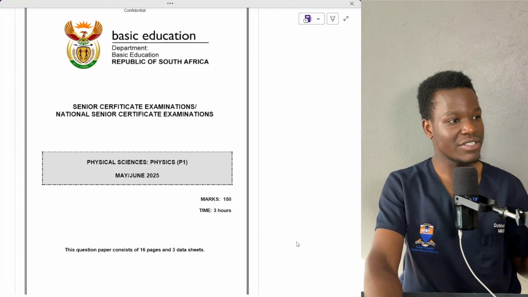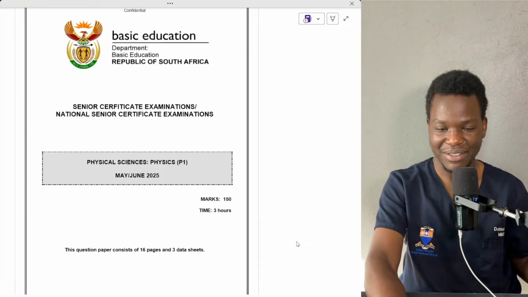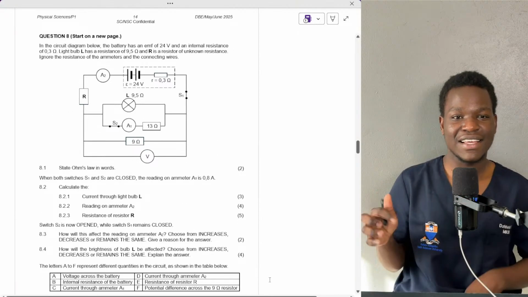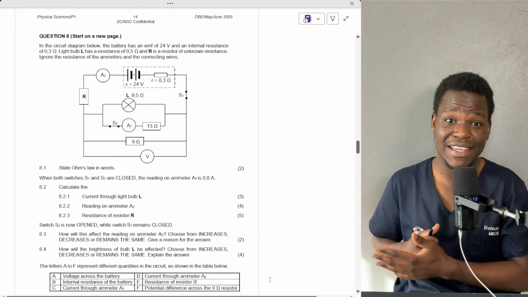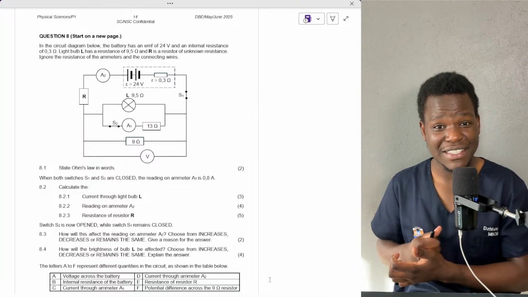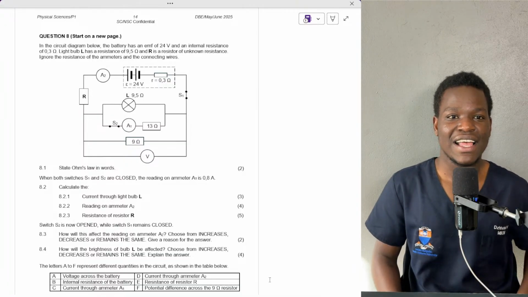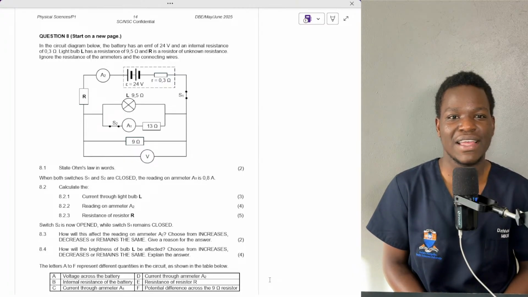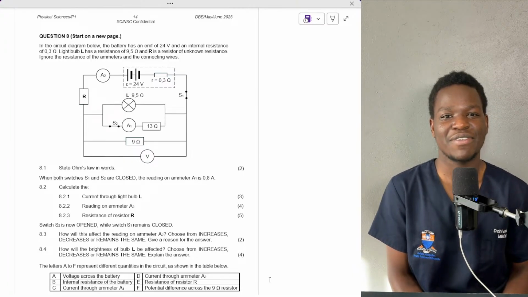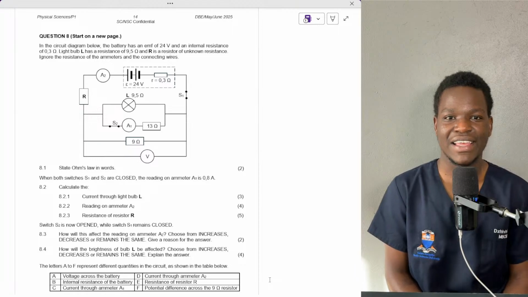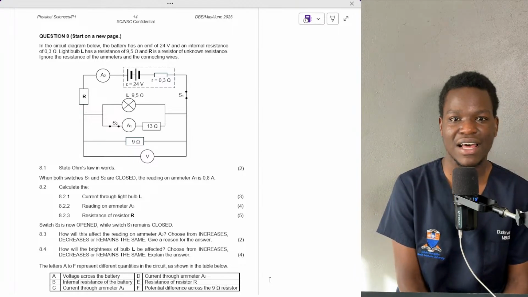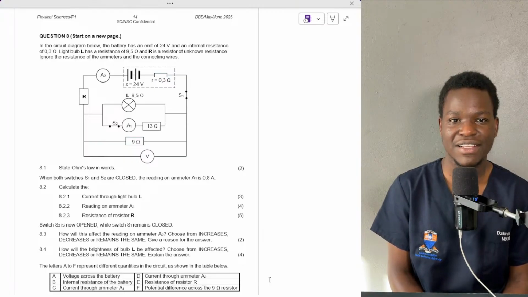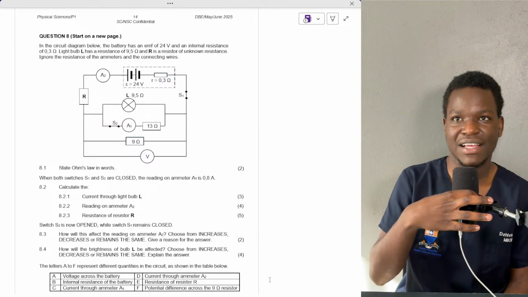Now when we continue with this question, it says as follows. In the circuit diagram below, the battery has an EMF of 24 volts and internal resistance of 0.3 ohms. The light bulb L has a resistance of 9.5, and R is the resistance of an unknown resistor. And then it says to ignore the resistance of the ammeter.